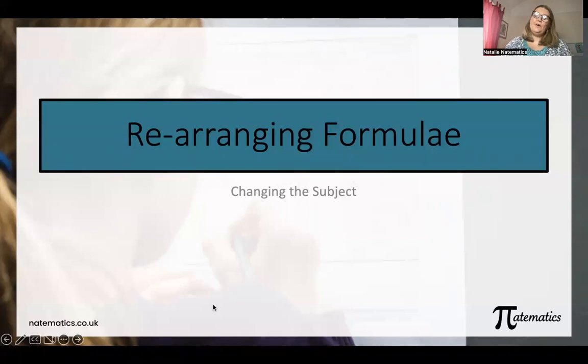And it is very, very similar to a part of maths that you've probably already done. So something to do with equations. So let's go. I'm just going to share my screen, and all being well, it will come up straight away. There we go. Okay, so we call it rearranging formulae. Now, quite often we just say changing the subject. It means the same thing.